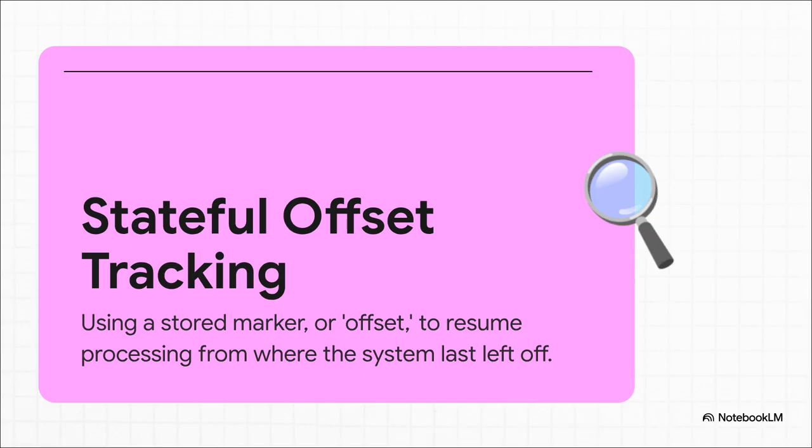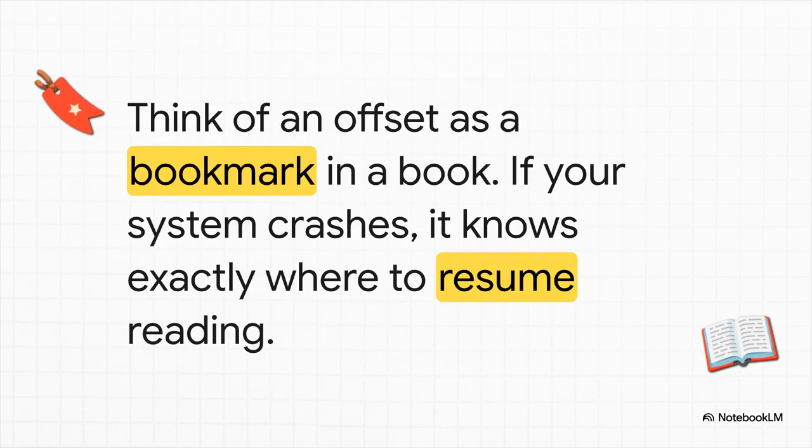But being gentle and patient is only half the puzzle. We also have to be reliable. We can't miss anything, and that's where our second key building block comes in. It's called Stateful Offset Tracking. All this means is that our system has a way to remember exactly where it left off. And the best way to think about this is a bookmark in a book.